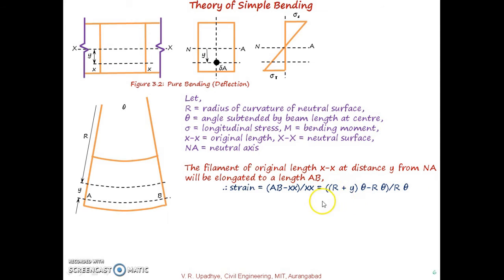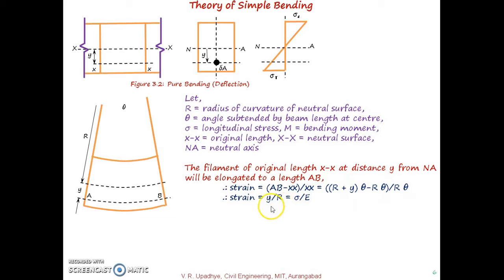So if we rewrite this equation, it becomes R into theta plus Y into theta minus R into theta. So this R theta gets cancelled. The remaining term is Y into theta divided by R into theta, and that theta also gets cancelled. So what remains is strain is equal to Y divided by R.